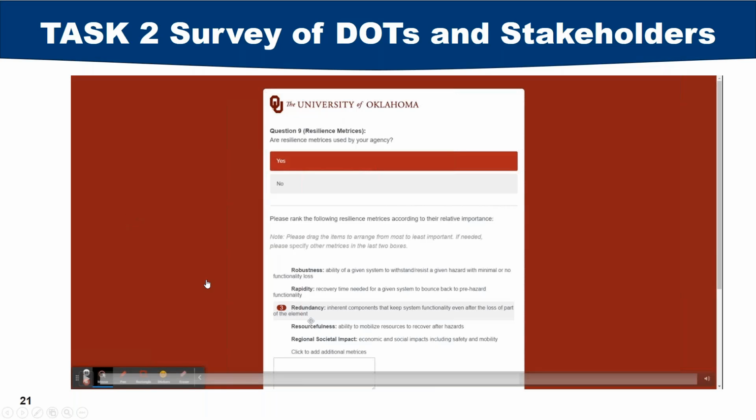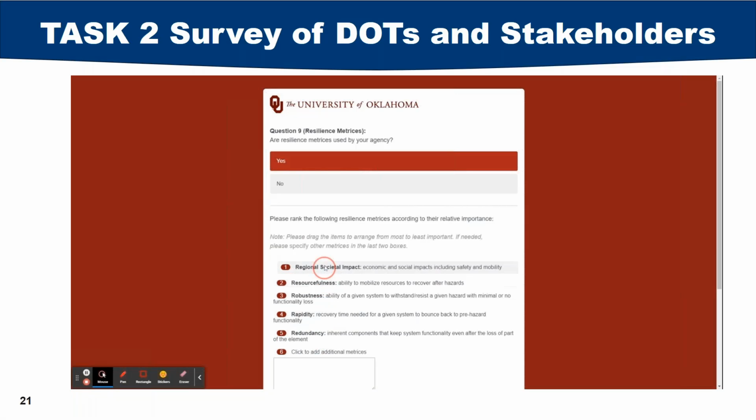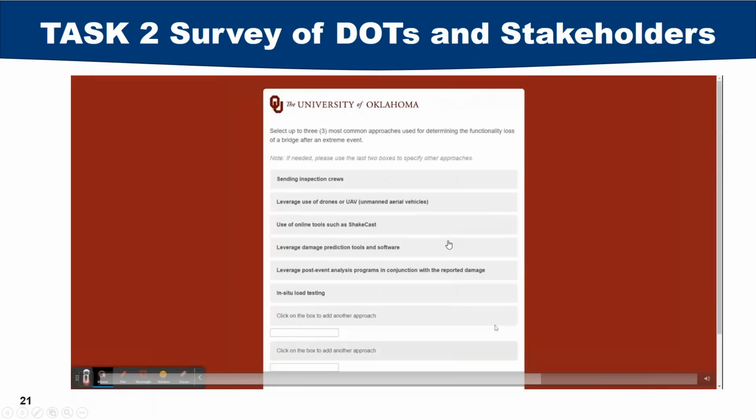I'm skipping question 9. Question 10 is functional loss. We're telling them that they could select up to 3 most common approaches for determining the functionality loss. So we have given them a list, and out of that, they will select the top 3. The platform that we're using is fairly easy for the participant to use. So that was question 10.